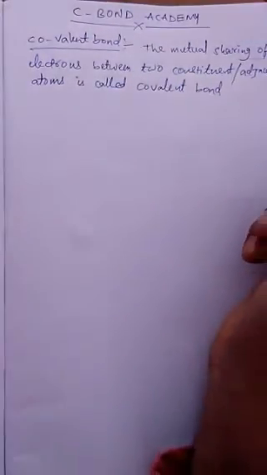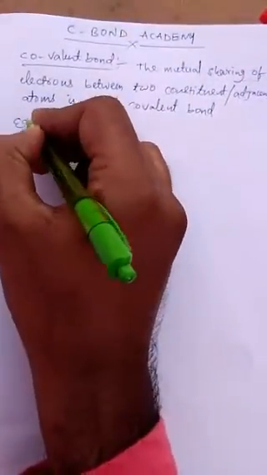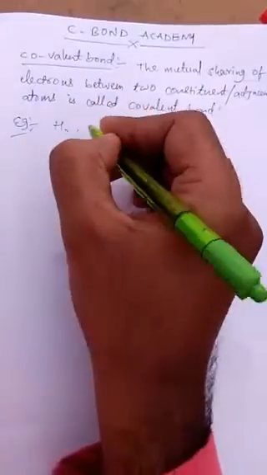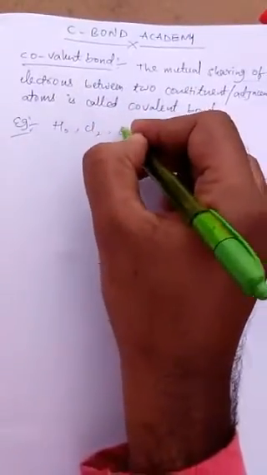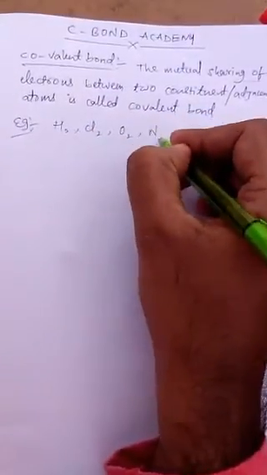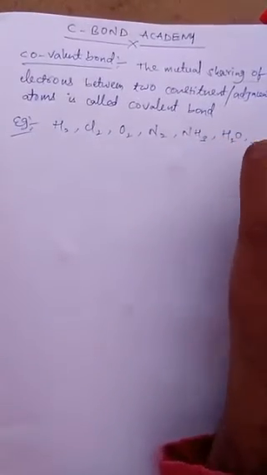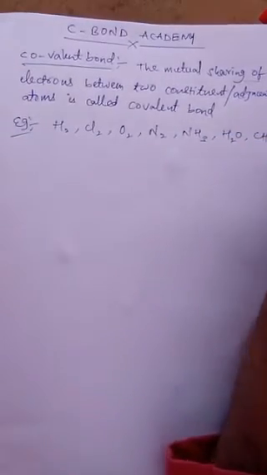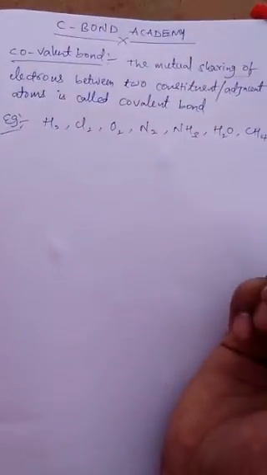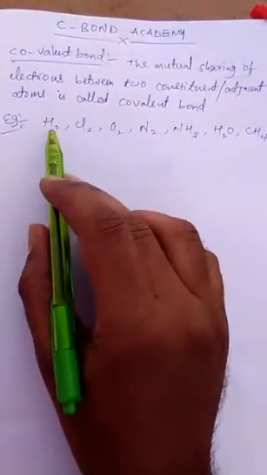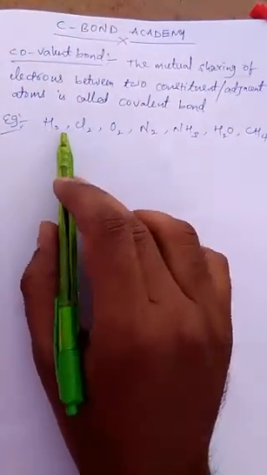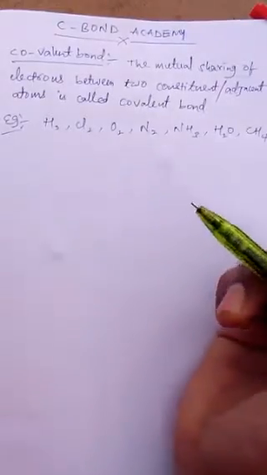Generally, covalent bond is formed between the non-metals. For example, hydrogen molecule, chlorine molecule, oxygen molecule, nitrogen molecule, ammonia, water, methane. These are all examples of covalent bond. Which type of bond is present between the atoms? Covalent bond.